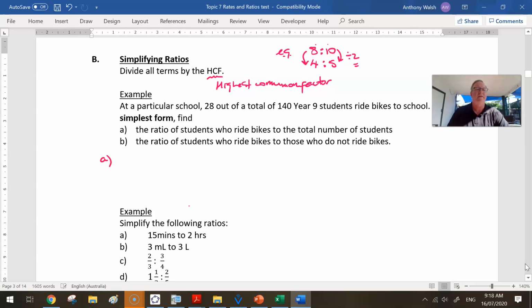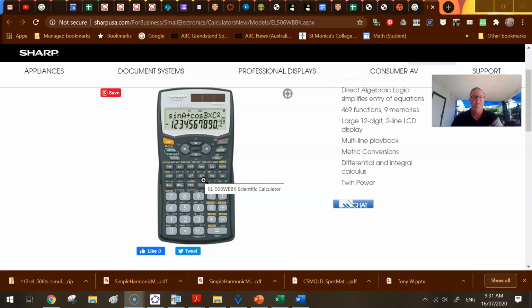Well, for a start then, what is that ratio? There is 28 who ride, and the total number of students is 140. So that's obviously not in its simplest form. Is there a number that'll divide into 28 and 140? Yes, there is. Now, if you're not sure what it is, the best thing to do is to use your calculator. This will be a Sharp calculator. That's the one that's recommended by the school and is sold in the bookshop.